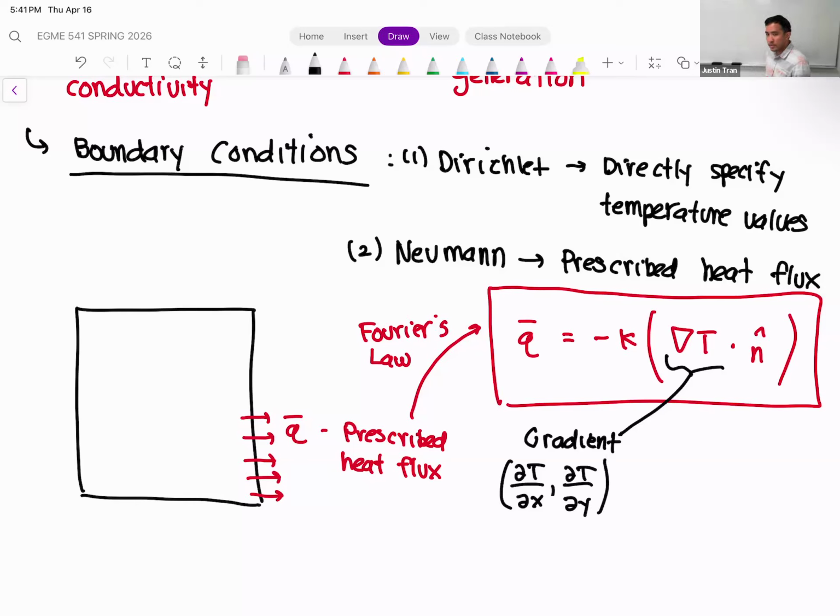Since the temperature is a scalar field, when we take its gradient, we obtain a vector, right? So we have an X component of the vector, which is partial T, partial X, and a Y component of the vector, which is partial T, partial Y. Next component of the boundary condition here is the normal vector n.